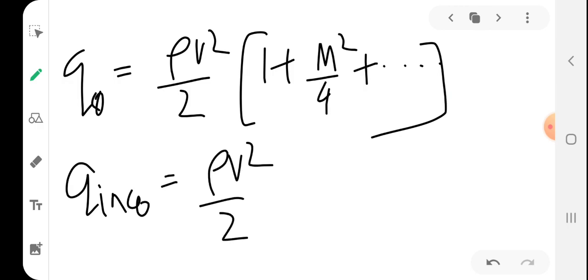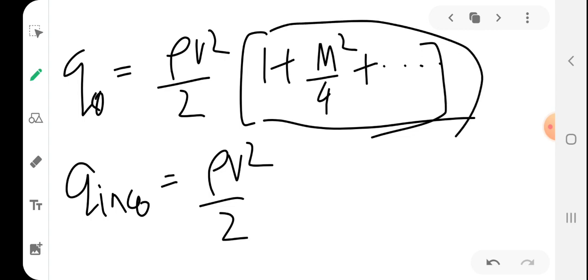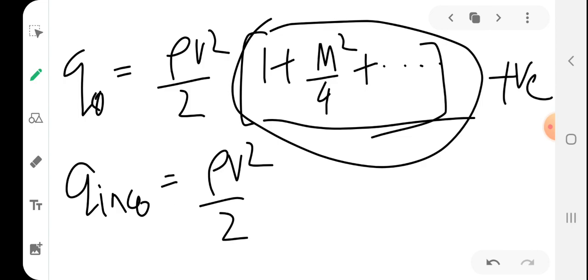So what is the difference between dynamic pressure in case of compressible and incompressible flow? In case of compressible, an extra term comes. So these two equations reveal that the dynamic pressure for a compressible flow is greater than that for an incompressible flow, because here Mach number will be a positive value. So this whole term will be a positive value, right? Positive value greater than 1, so that value will be greater than 1.